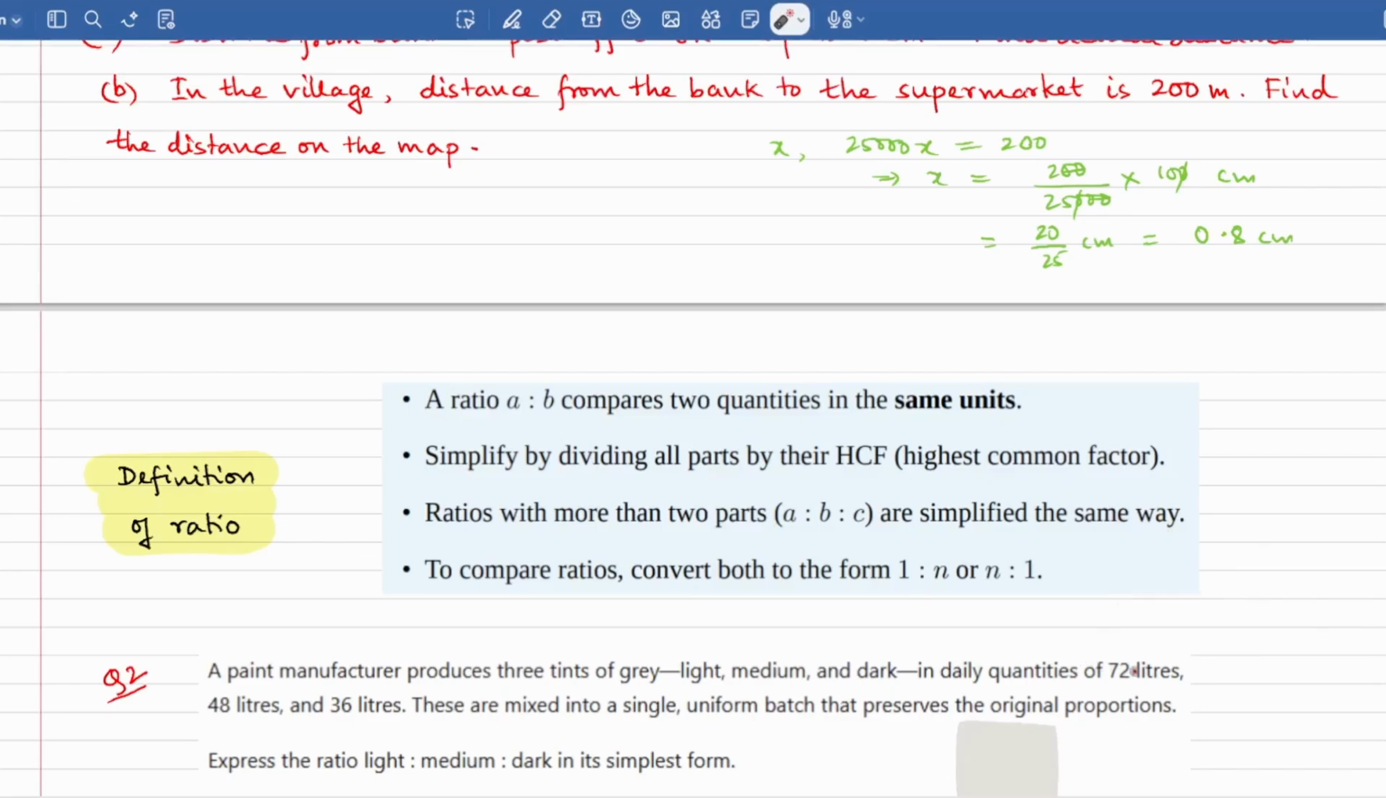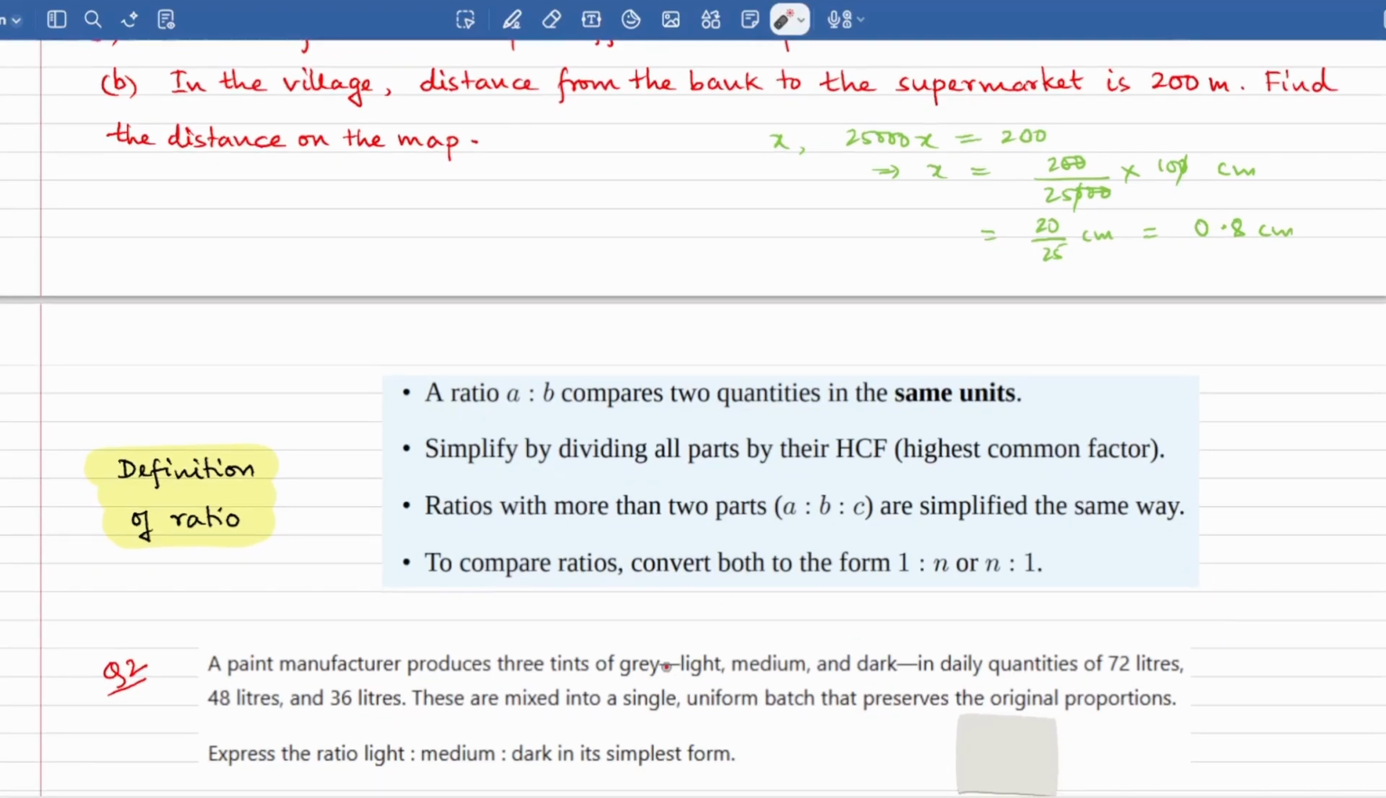I hope you have done it. The ratio is 72 is to 48 is to 36. All of them are multiples of 12, right? So if you cancel it, you'll get 6 is to 4 is to 3. That should be the answer. I'll divulge all the answers at the end of this page.